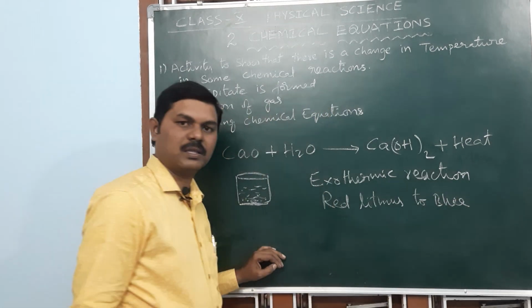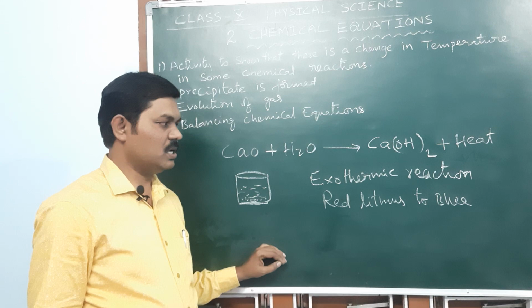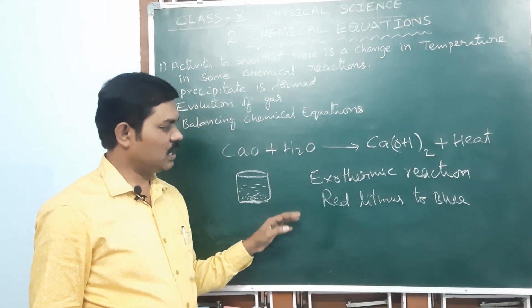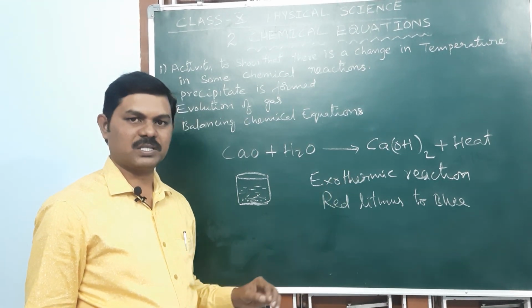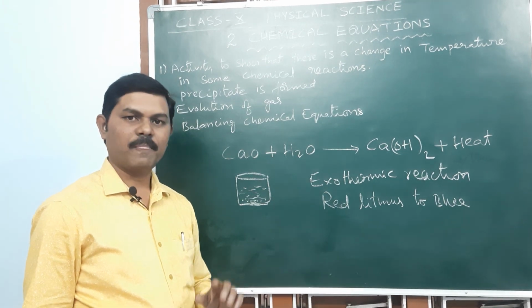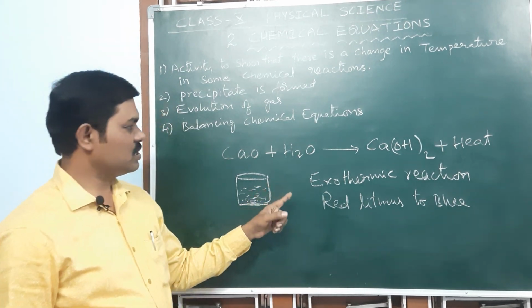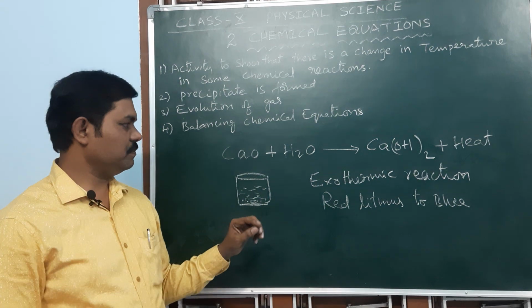We know already the substances which change the red litmus to blue are known as bases. So calcium hydroxide is basic in nature. So this is one of the important activities.